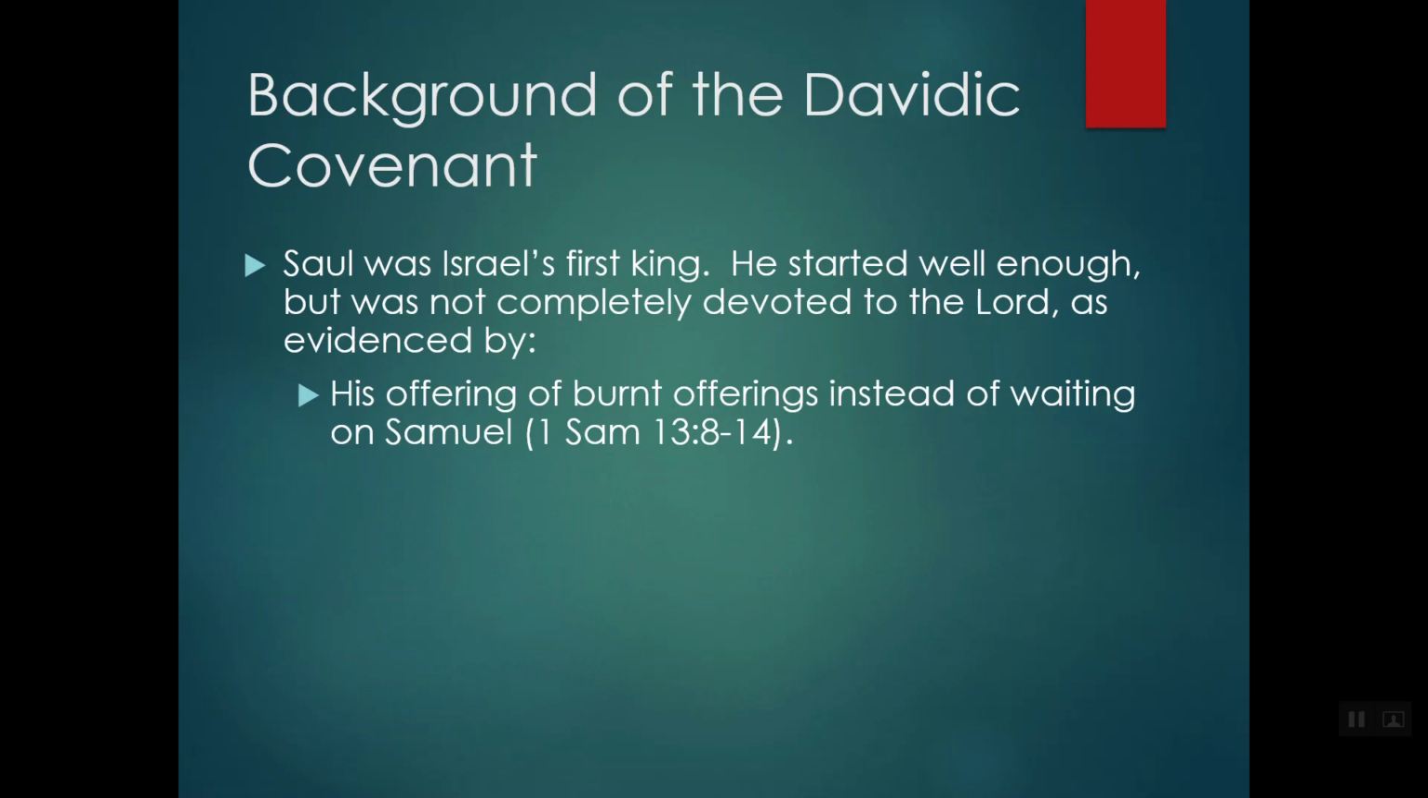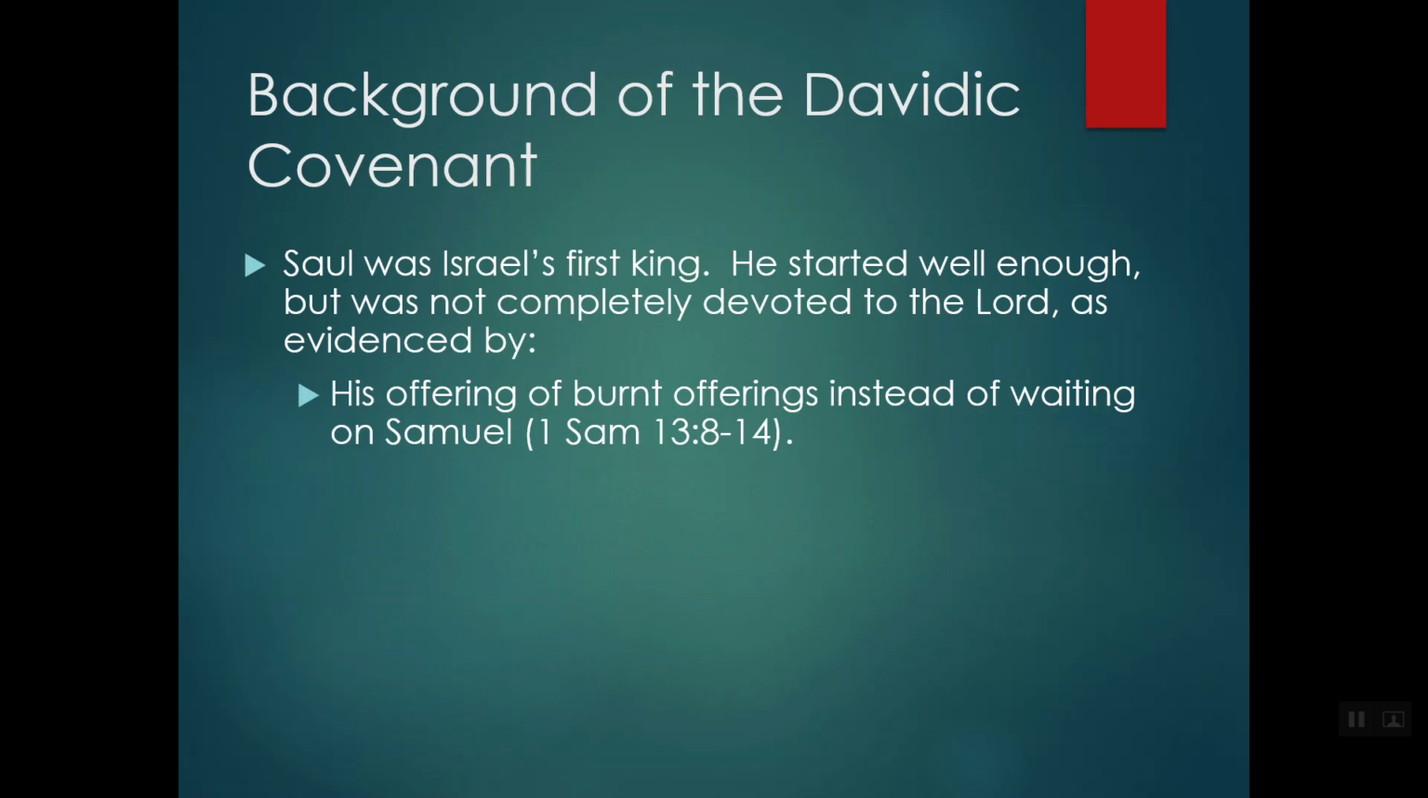Oh, let me back up. So Saul was the first king. Again, as you read the account, he was chosen by God, and he started off well enough, but he wasn't completely devoted to the Lord. What was the evidence of that? There were at least two things. He didn't do what he said? He didn't do what he said, but can you give me a particular instance?